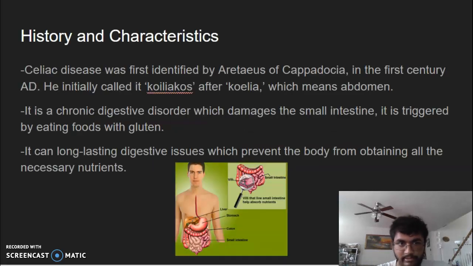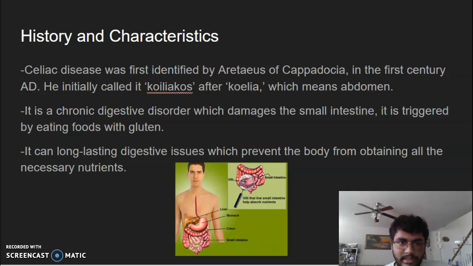So, history and characteristics. Celiac disease was first identified by a Greek physician named Aretaeus of Cappadocia in the 1st century CE. He originally called it Koliakos after the word koelia, which literally means abdomen in Greek.